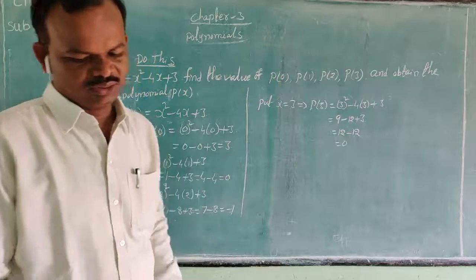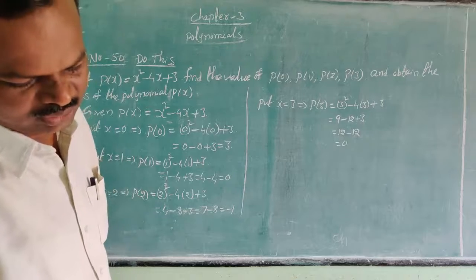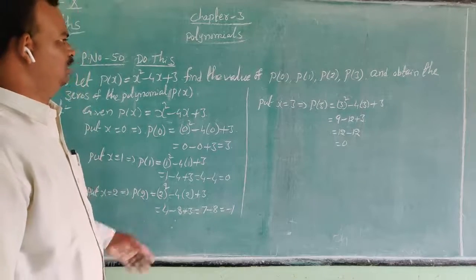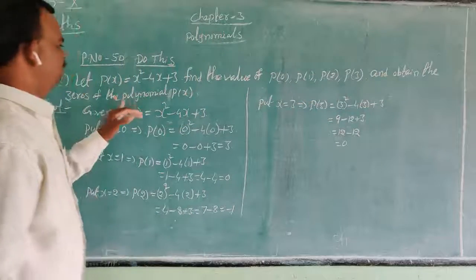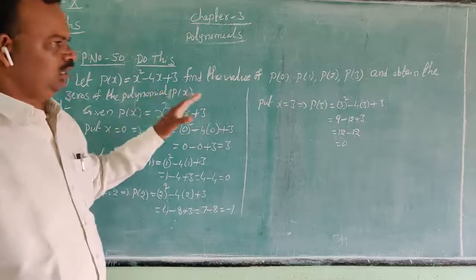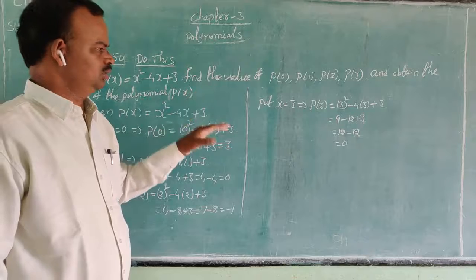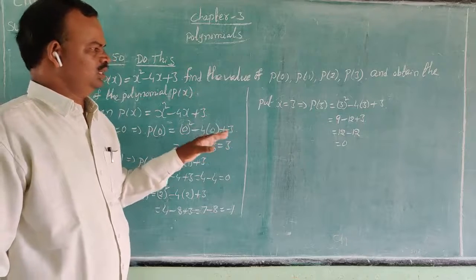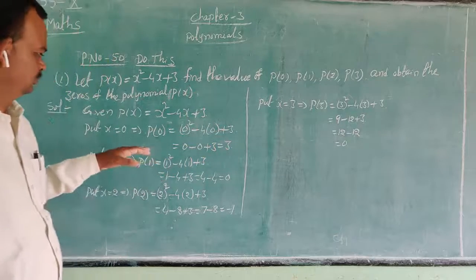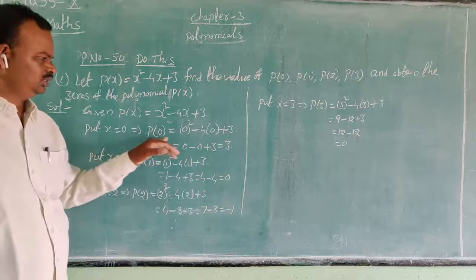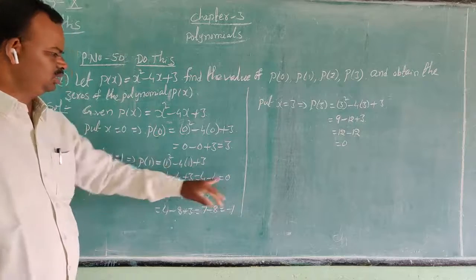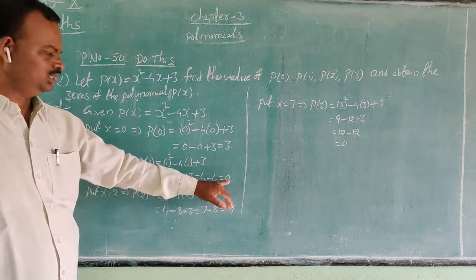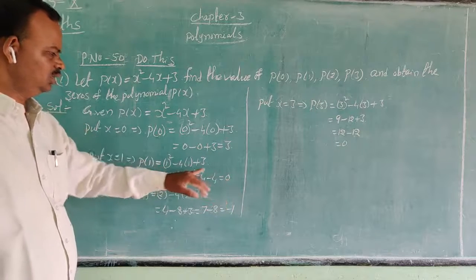Here what we are asked? Obtain the zeros of the polynomial P of x. Where the answer is 0, those values are zeros of the polynomial. Here the first one, P of 0 is equal to 3, it is not equal to 0. Next, P of 1 is equal to 0. The answer is 0, so it is a zero of the polynomial.